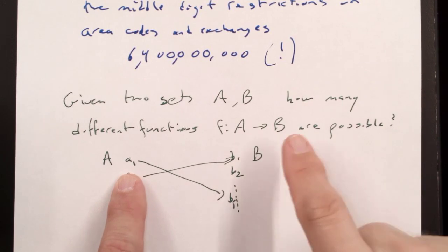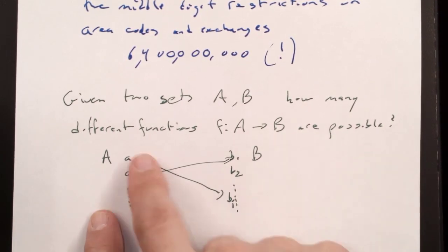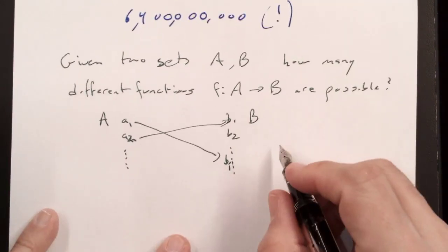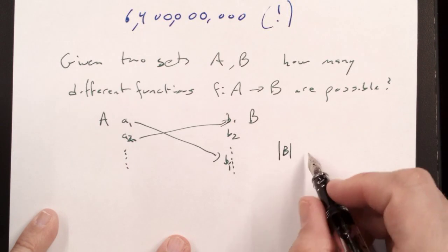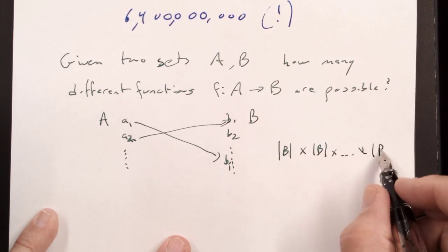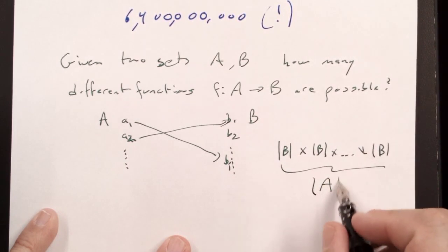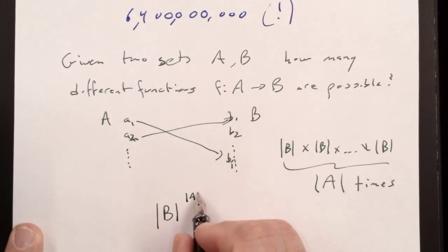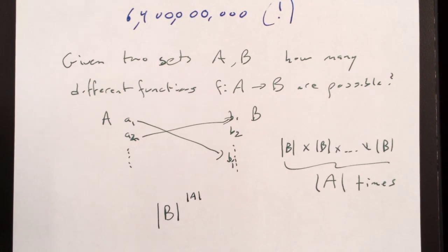I don't know how many things are on this side, but I can just take the cardinality of B, right? And how many times am I going to make a choice? I'm going to make a choice for every element in A, right? So I'm going to take that many choices for A1 times that many choices for A2 times all the way up, so that I've done this as many times as I have things in A. Which gives me the cardinality of B raised to the cardinality of A power.